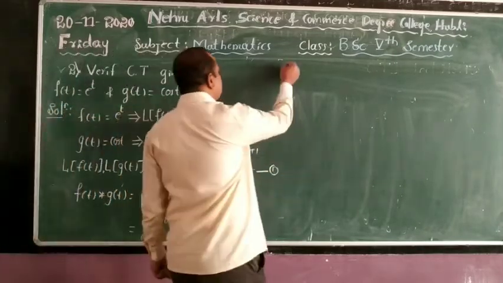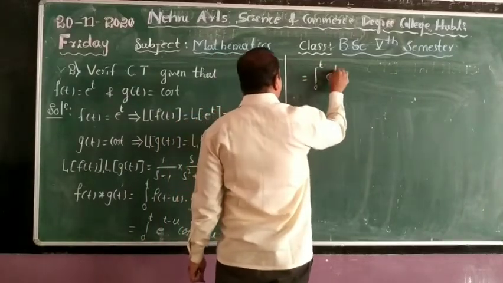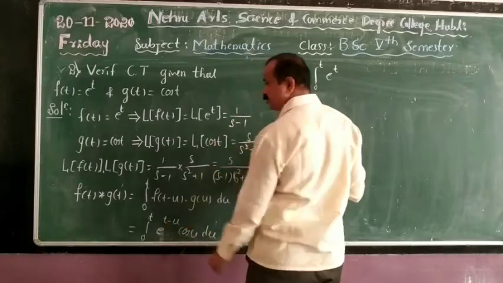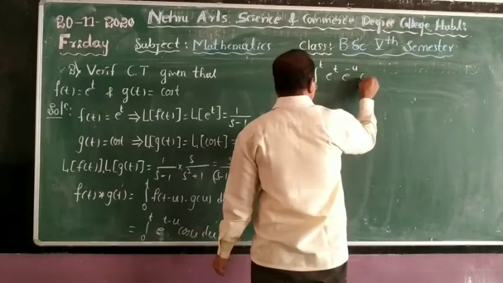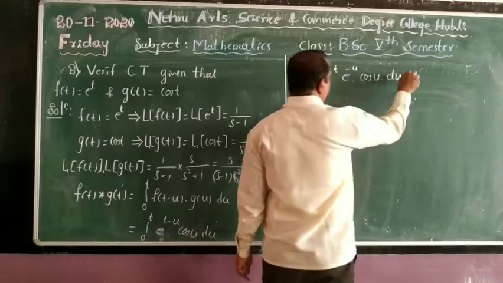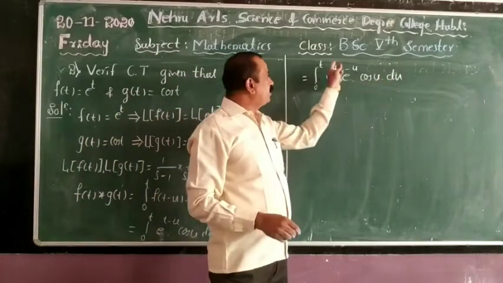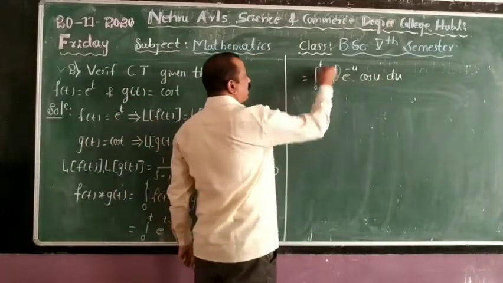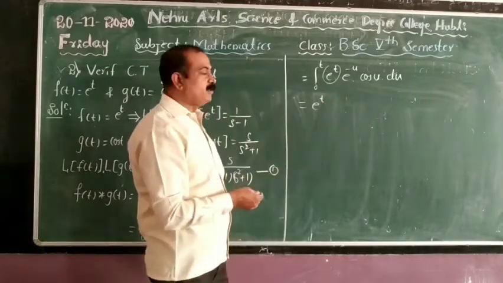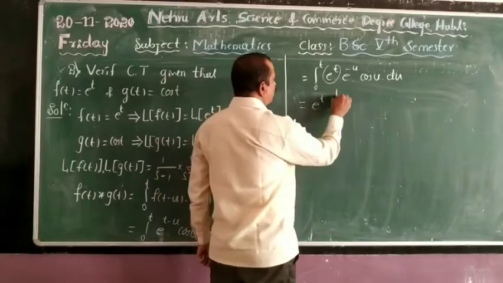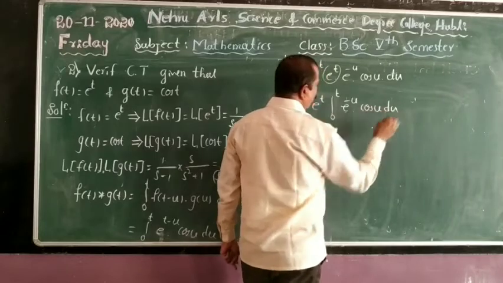So this is integration from 0 to t. The e raised to t minus u is written as e raised to t into e raised to minus u, into the already present cos u, with respect to u as du. This e raised to t is independent of u, therefore it is treated as a constant. Put e raised to t outside the integral sign. The integration applies only to the u terms: integration from 0 to t e raised to minus u into cos u du.